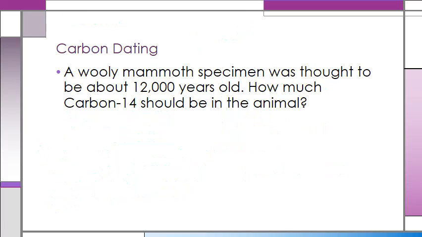Hold on. All right, so here we got a woolly mammoth specimen, and it was thought to be about 12,000 years old. And if that's the case, based upon this model, and again, I'm going to write it right here, y equals a natural base times negative k times t, and in the case of carbon-14, k equals 0.00012. How much carbon-14 should be in the animal? So we're going to solve for y.